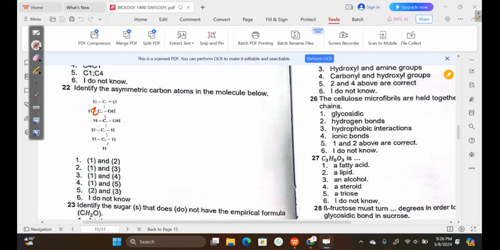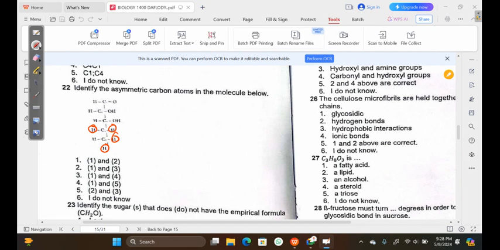Is carbon 3 a chiral carbon? No, right? Carbon 3 is linked to hydrogen this side, hydroxyl group this side, this group, as well as this one. Yeah, so carbon 3 is also a chiral carbon. Let's check carbon 4. Carbon 4 has got hydrogen here and hydrogen there, so it is not. The last carbon has got hydrogen, hydrogen, is also not. So the correct answers should be 2 and 3.